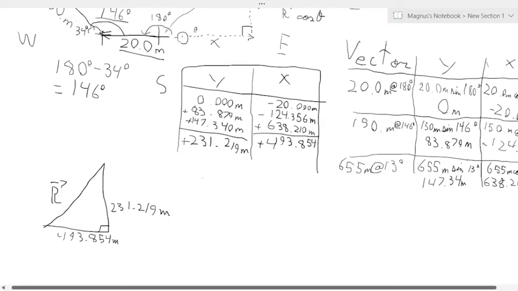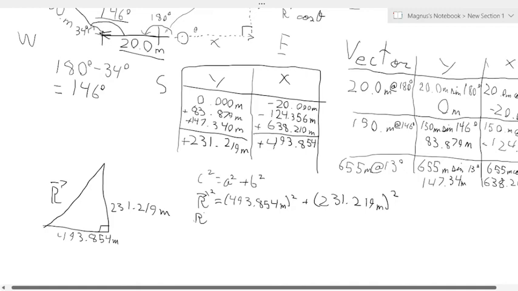Pythagorean's theorem, you know, is c squared equals a squared plus b squared. But instead of c, we're going to punch in our resultant, because that is what we're using. So, resultant, make sure you add the arrow on top, it is a vector. So our a, I'm going to use my x as just my a to make it simpler for me. So we have 493.854 meters squared plus my y, 231.219 meters, and this is squared.